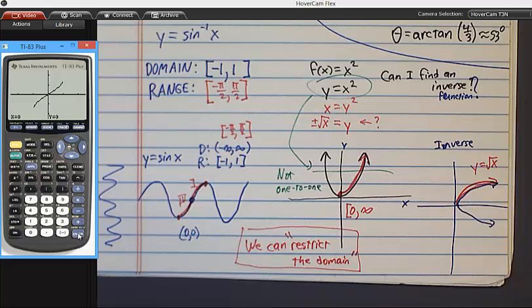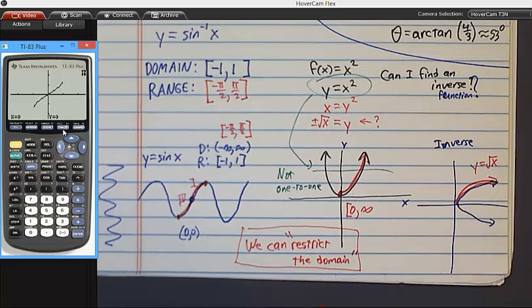From -1 to 1. And if you notice, if I input -2, there is no output. You guys with me? That's an error. If I input +2, there is no output.